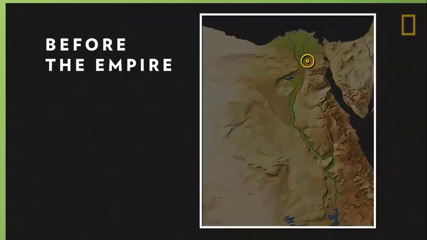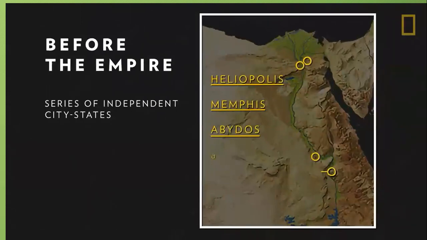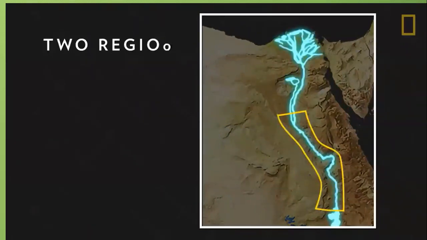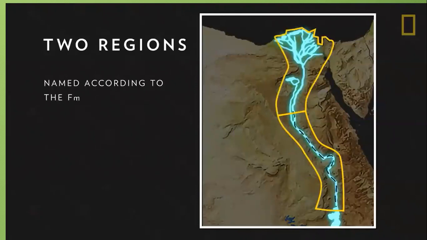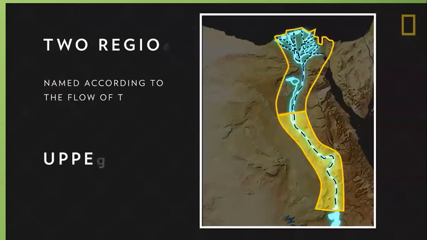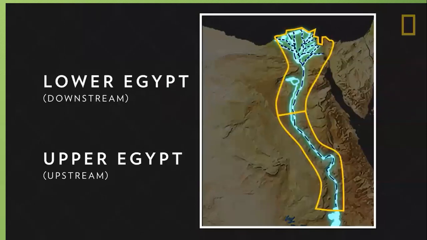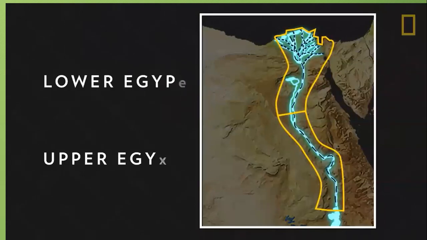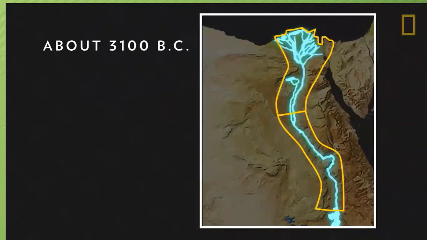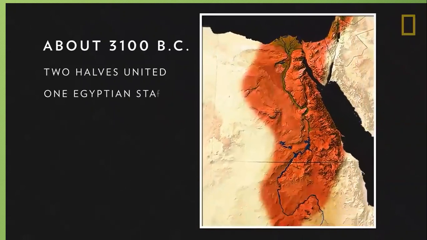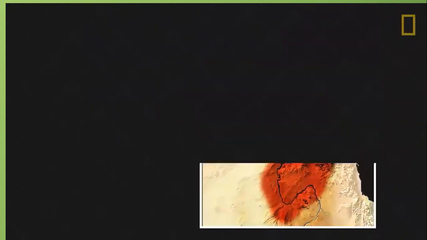But long before it was an empire, ancient Egypt was a series of small, independent city-states that bloomed along North Africa's Nile River. The city-states were divided into 2 regions and named according to the flow of the Nile. Upper Egypt in the south, which was upstream, and Lower Egypt in the north, which was downstream. By about 3100 BC, the 2 halves united, thereby creating one Egyptian state that lasted for millennia.